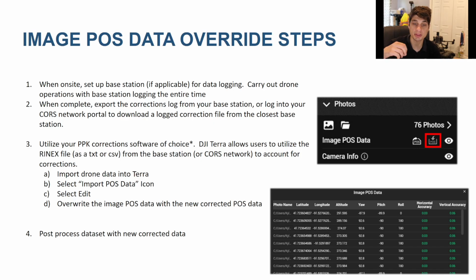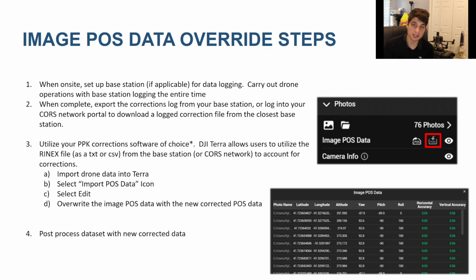You're going to be importing the data into Terra. You will select the Import POS Data icon and select Edit. And this is where you're going to be overriding the image POS data with that newly corrected POS data. So that's something that you can utilize DJI Terra to do. You will obviously need a PPK correction software of choice if you are not using Terra for those corrections. And then once you have those corrections, then you're overriding the image POS data. Then from there, you're just going to post-process the data set with the newly corrected data.